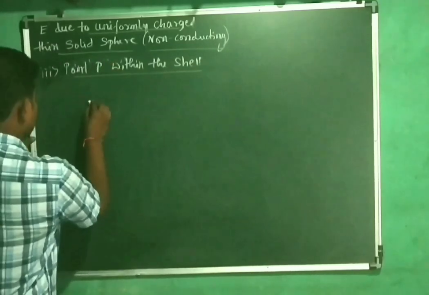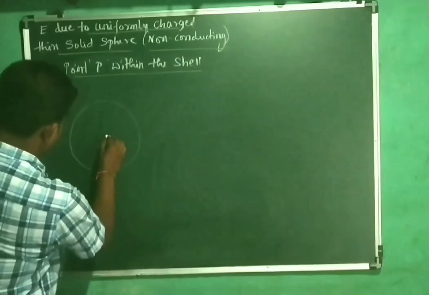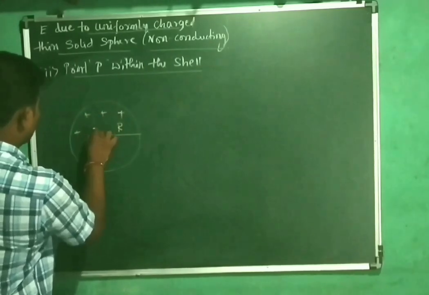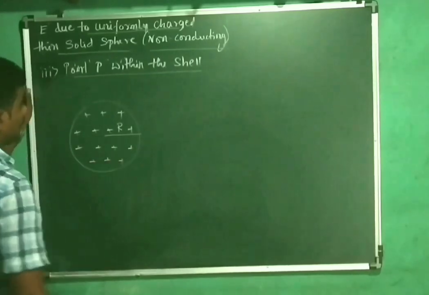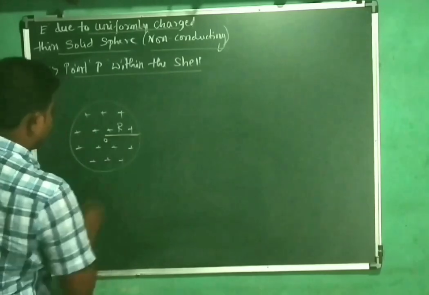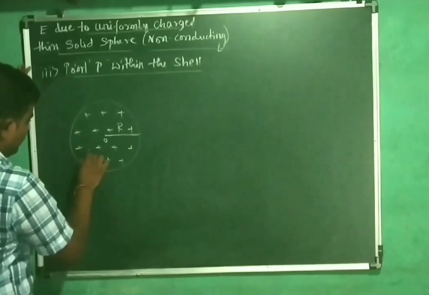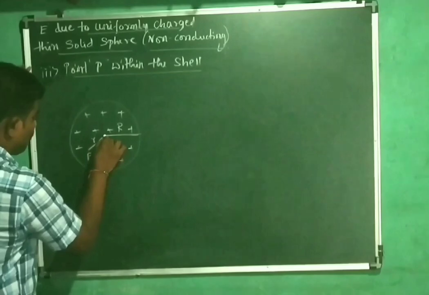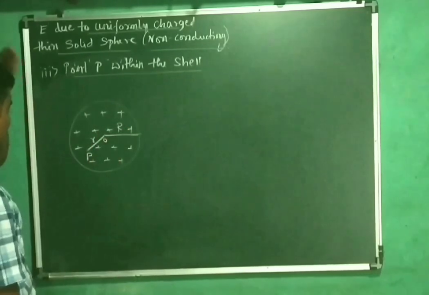Actually it is a non-conducting shell. For this we shall consider one shell, and the radius of the shell is R, and this shell is filled with positive charges, and let O be the center of this shell. Now let us consider one point. This is a point, let us call it P, and this point P is at a distance of r from the center of the shell. And at point P we are supposed to find out electric field intensity.